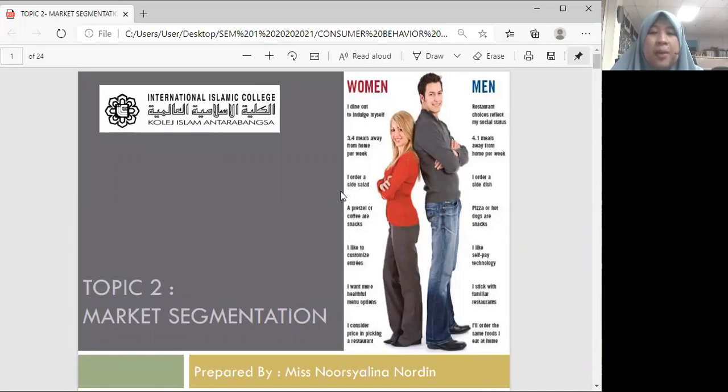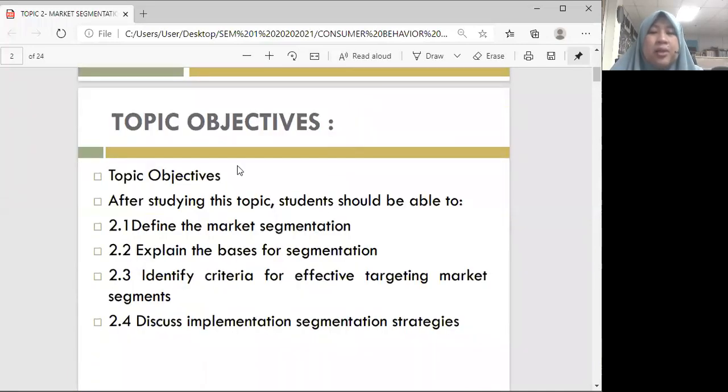What is market segmentation? As you can see from here, this is about the topic objective. After studying this topic, the student should be able to, number one, define market segmentation, then explain the basis for the segmentation, what is the base, that is, the basics, then the third one, identify the criteria for effective targeting of market segments, and the last one, discuss implementation of segmentation strategies.